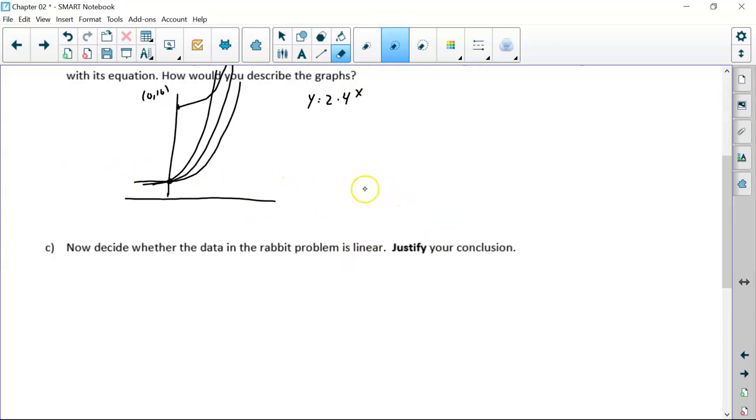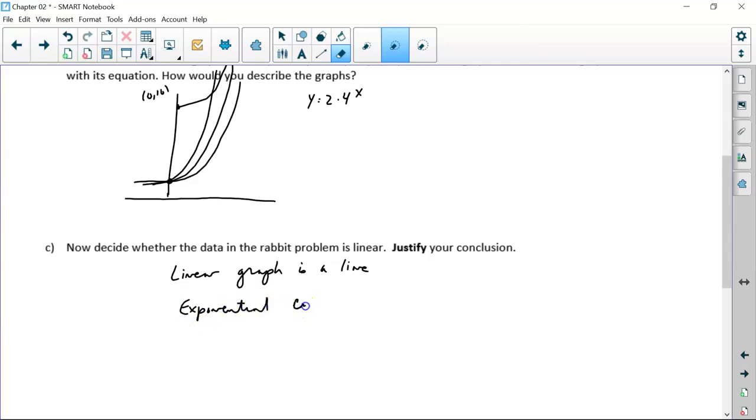Now, is this linear? No. You can see for linear, the graph is a line. Now, this is what's called an exponential graph. For an exponential, it's a curve. And it's a pretty sharp curve. It's going to grow very quickly. So it's not linear. Not linear. It's exponential.